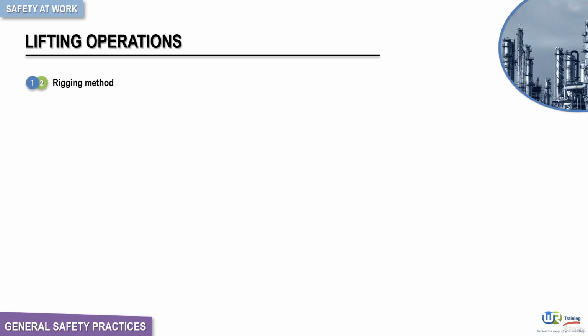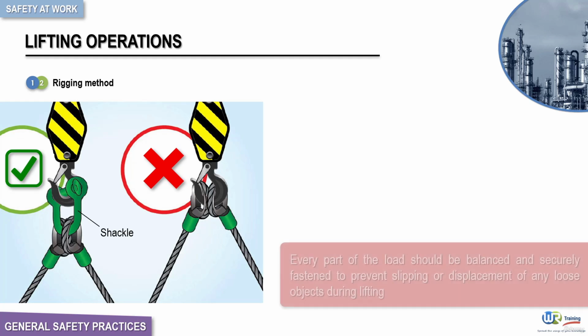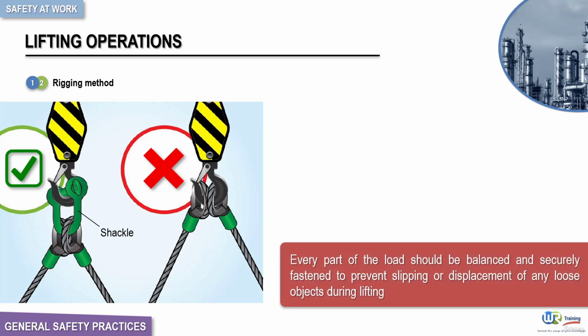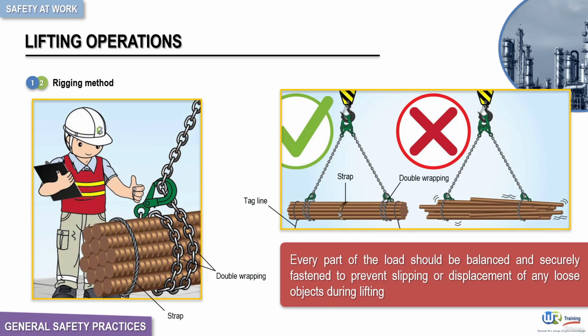Let's now discuss the best practices for rigging methods. As seen from the following figure, if two or more lifting slings are used, their upper ends should be connected by a shackle of adequate strength. Every part of the load should be balanced and securely fastened to prevent slipping or displacement of any loose objects during lifting. For example, and as seen here, double wrapping, straps, and tag lines should be used for lifting materials such as steel bars in order to secure and stabilize the rigging.